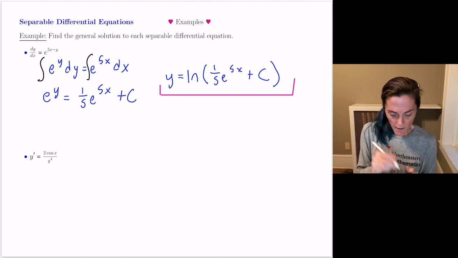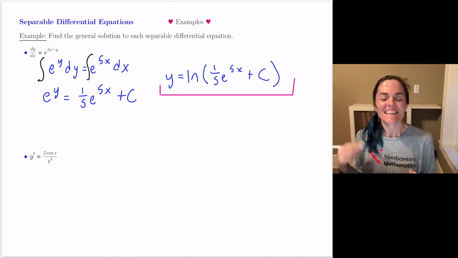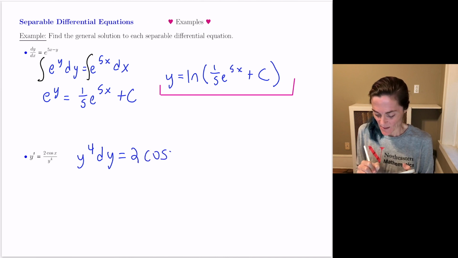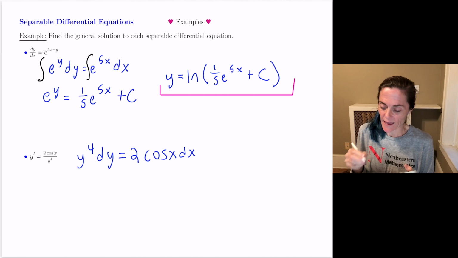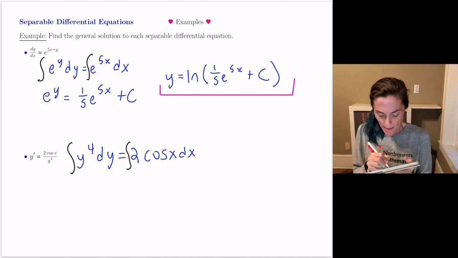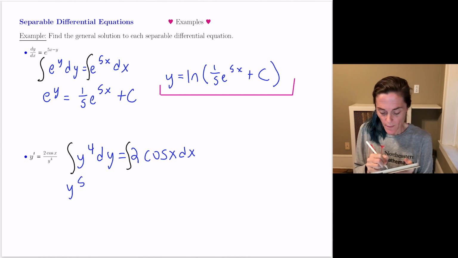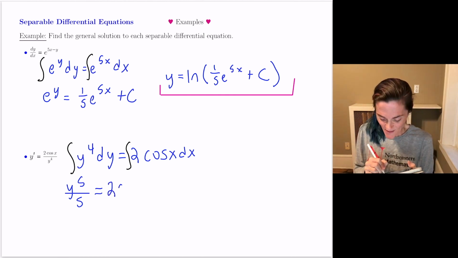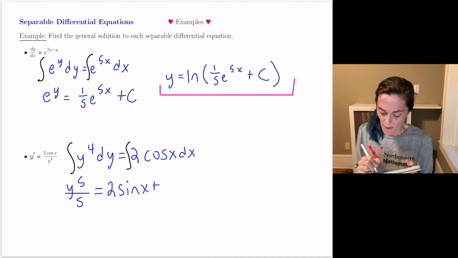Next one, well, y prime is dy dx. So I will multiply by y to the 4th, and similarly multiply by dx. Again, this comes from the chain rule. Okay, so we add a power, divide by the higher power. When we integrate the cosine, we get positive sine. So I have 2 sine x plus, well, we can call it c1.